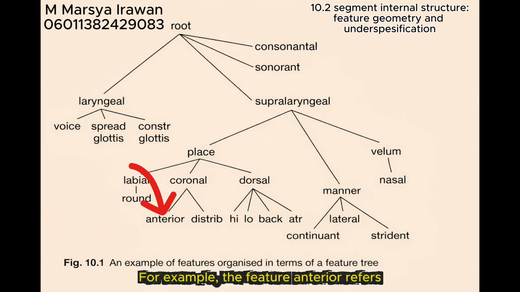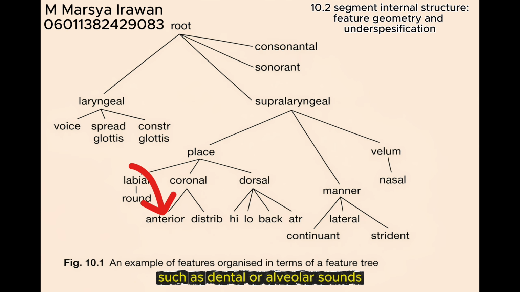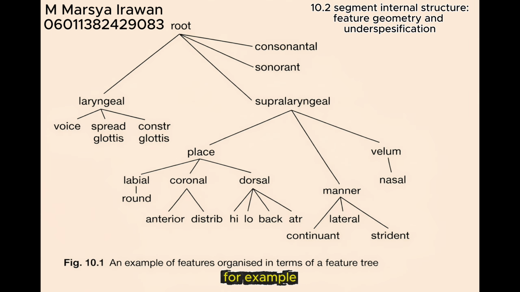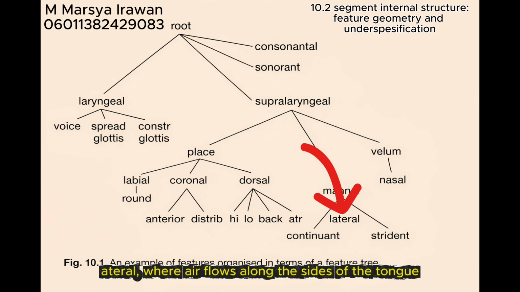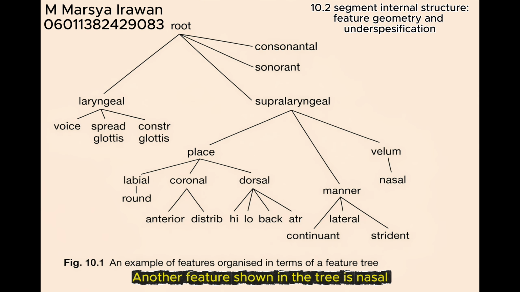For example, the feature anterior refers to sounds produced in the front part of the mouth, such as dental or alveolar sounds. Another group is manner of articulation. These features describe how the airflow is modified during speech. For example, continuant, which tells us whether the airflow continues or is completely stopped. Lateral, where air flows along the side of the tongue. And the last one is strident, which refers to sounds with strong friction, like s.